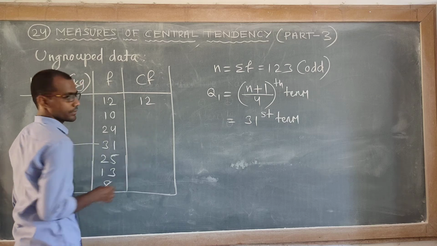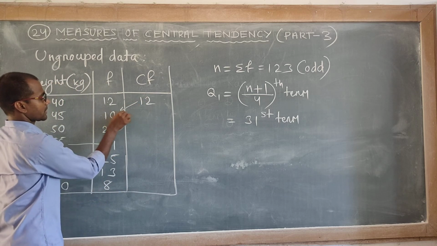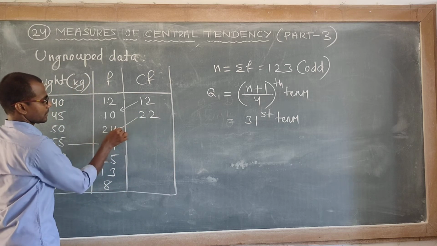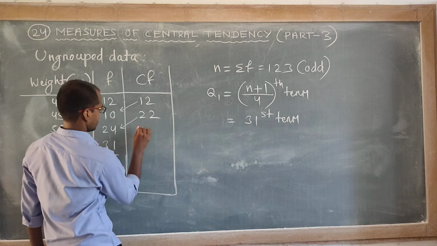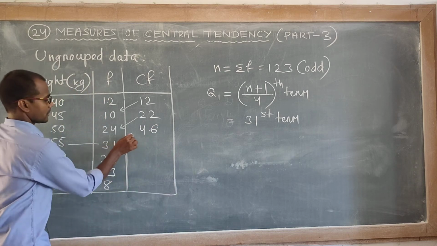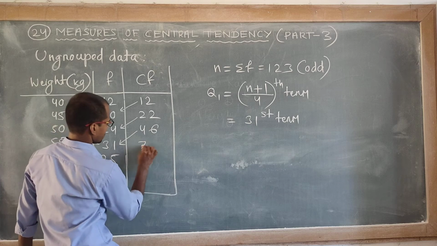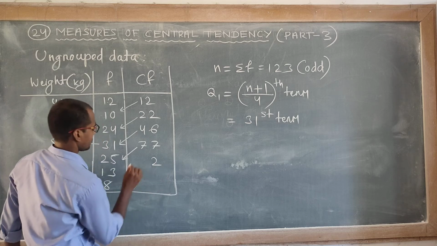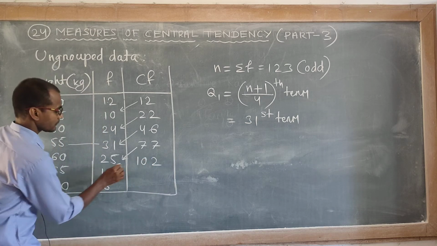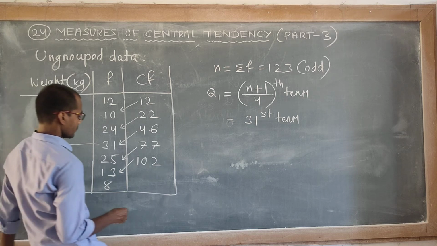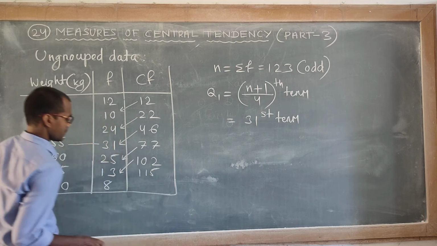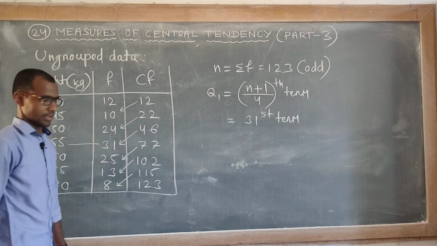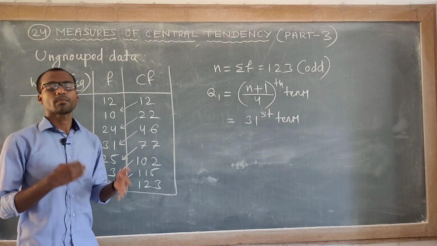12, and 12 plus 10. 12 plus 10 is equal to 22. 22 plus 24 is equal to 46. 46 plus 31 is equal to 77. 77 plus 25 is equal to 102. 102 plus 13 is equal to 115. 115 plus 8 is equal to 123. This CF gives the position.